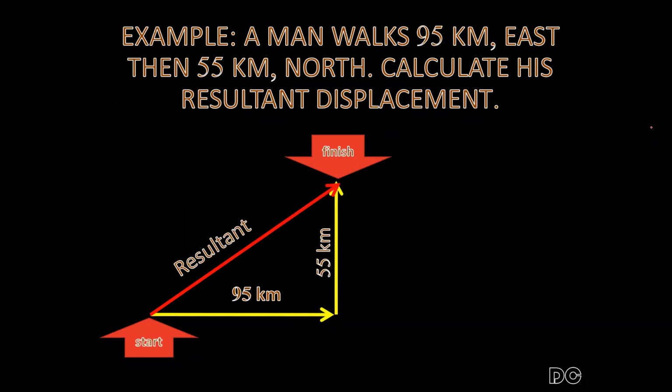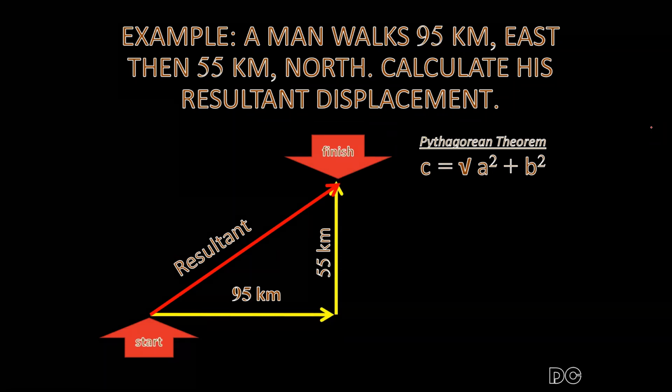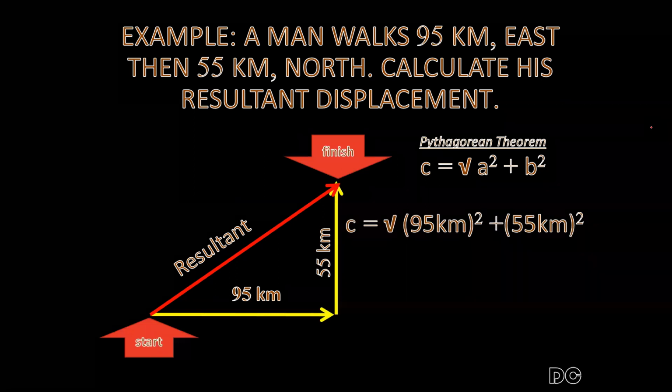And then solve for your resultant using the Pythagorean theorem. Using the Pythagorean theorem, C is equal to the square root of A squared plus B squared. Then substitute your vectors. So C is the square root of 95 squared plus 55 kilometers squared. If we input this in your calculator, the result is equal to 110 kilometers. Sir, why 110?